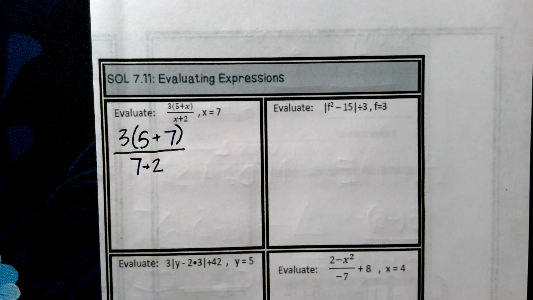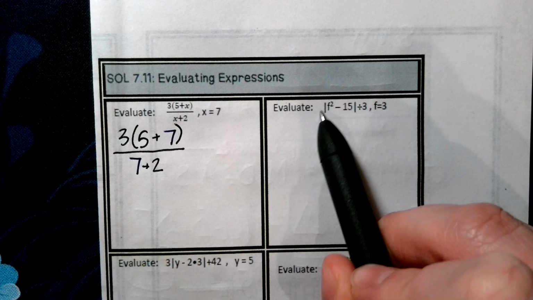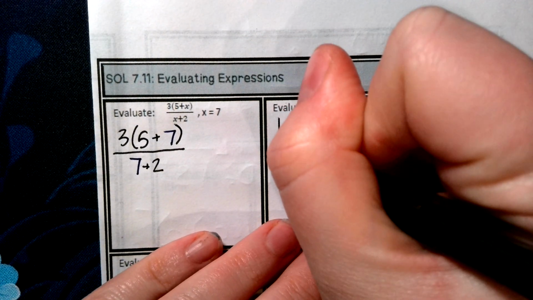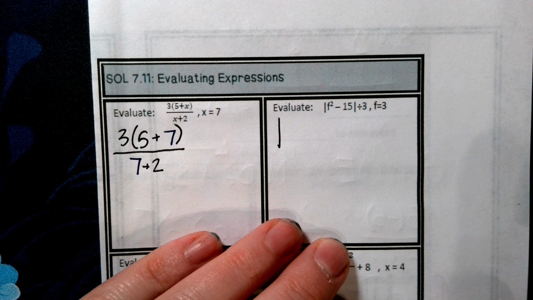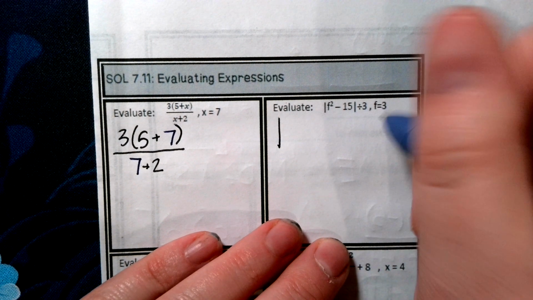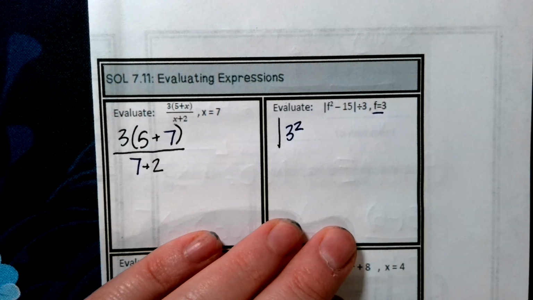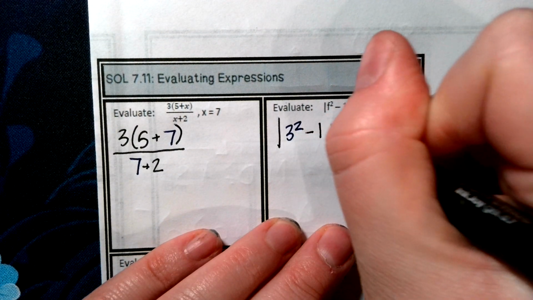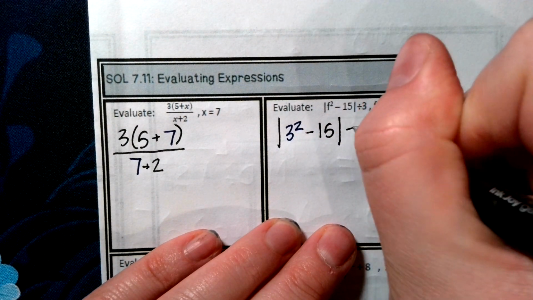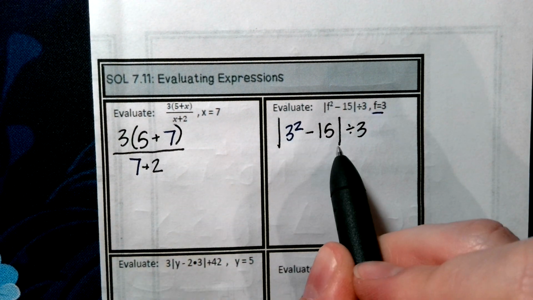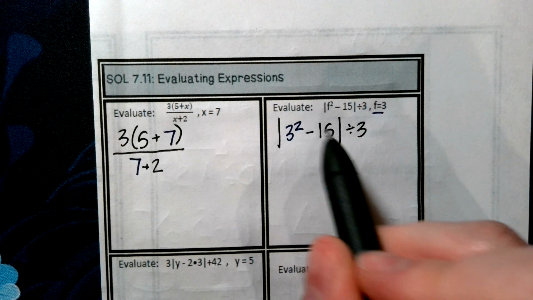On this one, we have absolute value signs. That's what those long lines are. Those are not ones. Those are absolute values. So this should be the absolute value of f squared. It tells us here that f is 3. So it should be 3 squared minus 15 divided by 3. Those are like parentheses, but it's just absolute. So you still have to do the work on the inside first before you can divide.